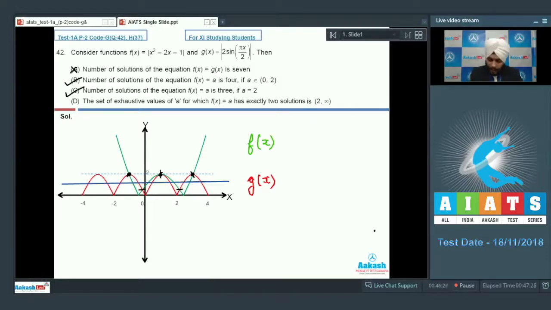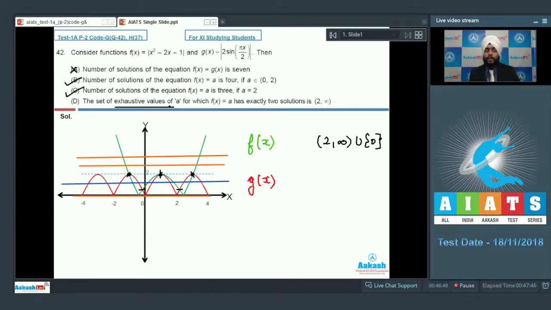Okay, so that means if I draw a line over here, I can see that I am getting 2 solutions everywhere. But if I draw a line which is the x-axis, over here I am also getting 2 solutions. 2 to infinity is correct, but union 0. So it is saying the exhaustive values, so it doesn't form the exhaustive values of a. Exhaustive means completely equal to that thing. Option number D is wrong. Final answer is BC. Now let us move on to next section that contains integer type problems.